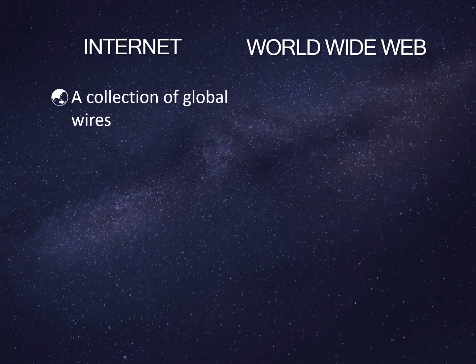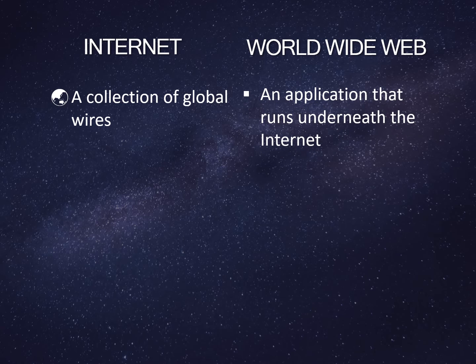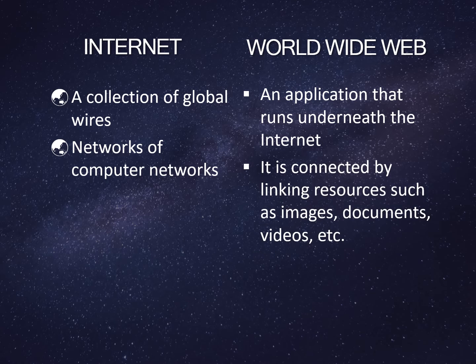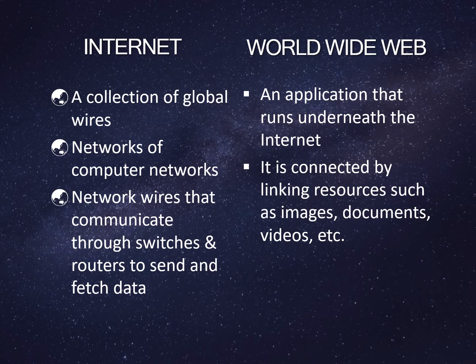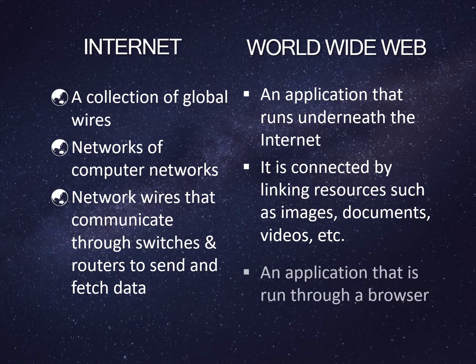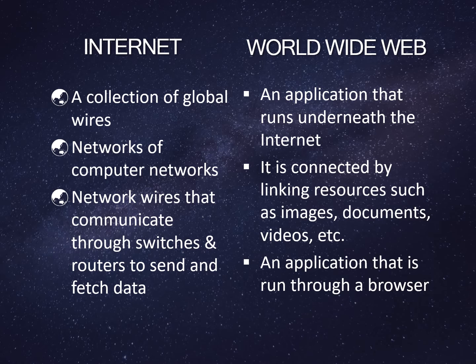In summary, the internet is a collection of global wires. The World Wide Web is an application that runs underneath the internet. The internet is networks of computer networks. The World Wide Web is connected by linking resources such as images, documents, videos. The internet has a network of wires that communicate through switches and routers to send and fetch data. The World Wide Web is an application that is run through a browser.